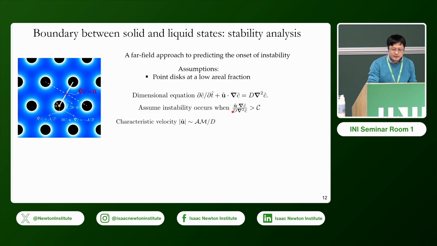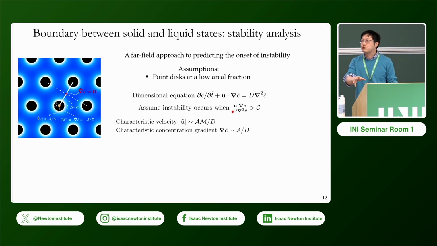I put it here. Since I'm going to do scaling arguments, I choose a characteristic velocity and a characteristic concentration gradient. These are just natural scales which I use to derive my dimensionless equations. There's not too much to say. Okay.